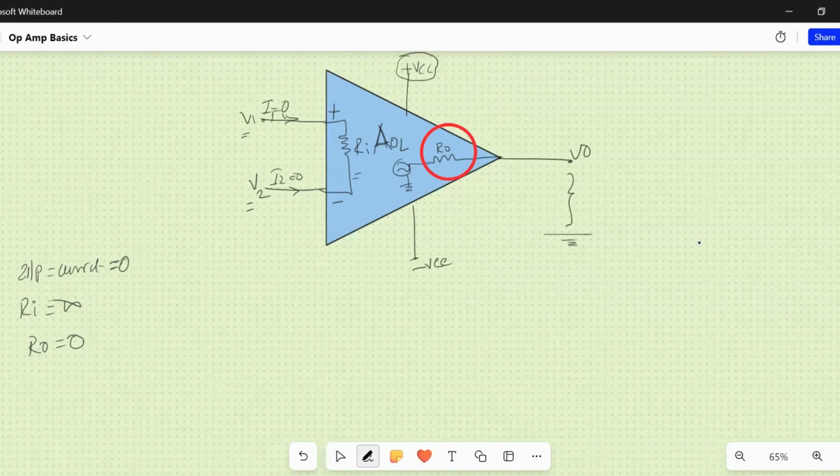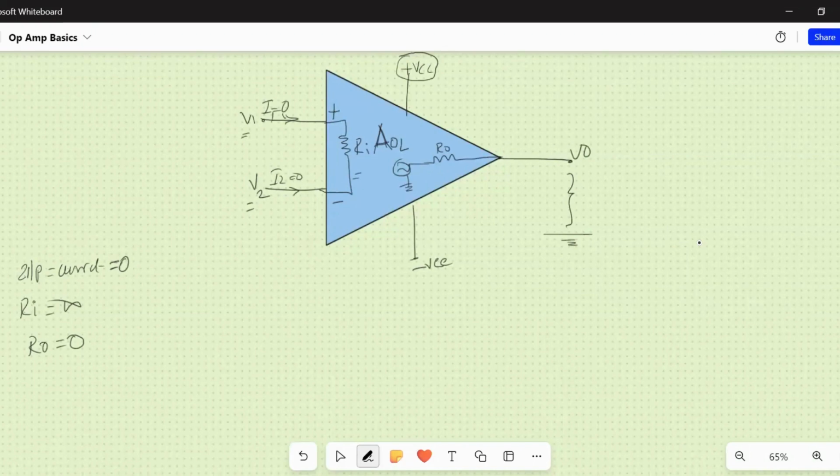The second one is that the output resistance is zero. That means it can provide more current to the load, so that serves the purpose. Can it keep giving current completely? No, everything has got limitations in practical amplifiers.